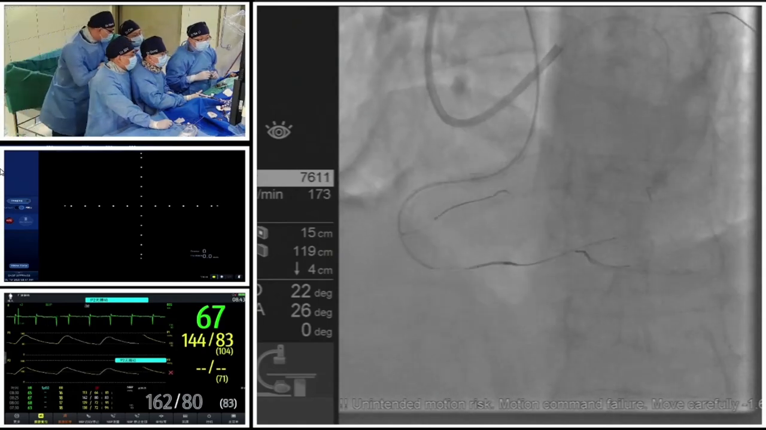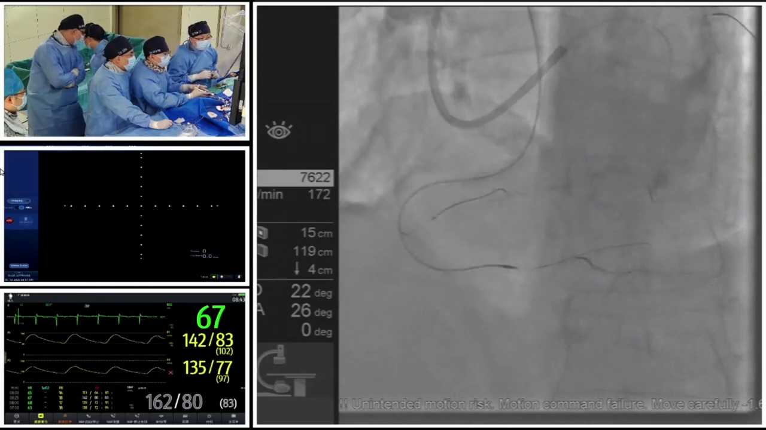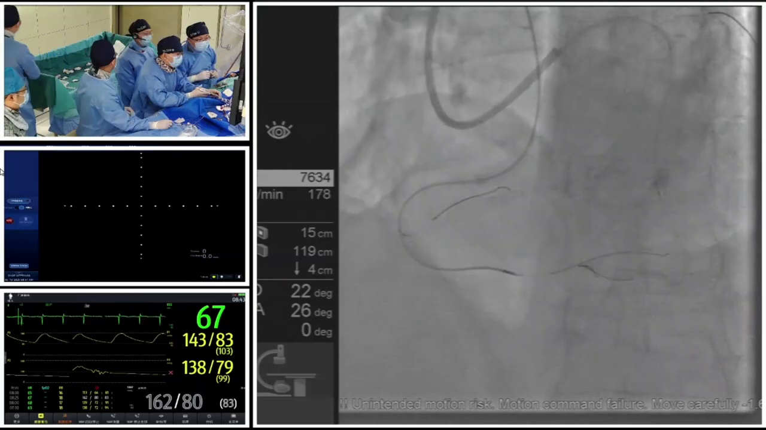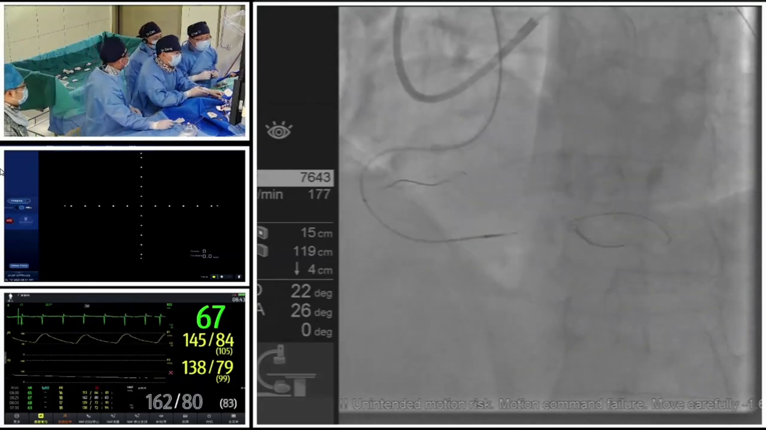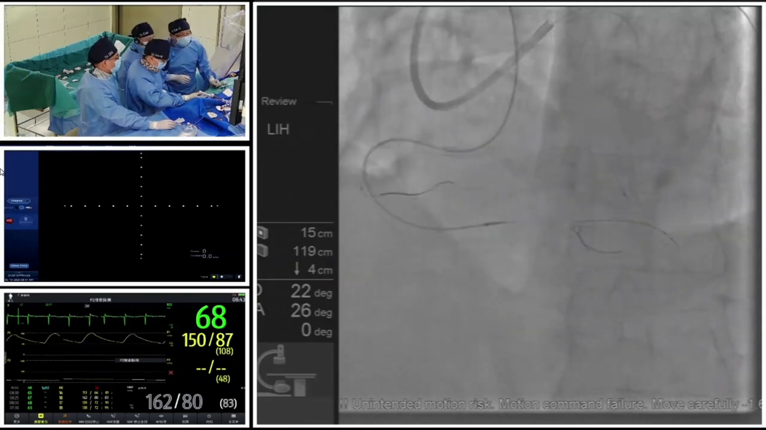If the wire could come to any side branch, okay. Test a little bit. Okay, sure, I think it's okay. Professor Lee, I think that we go into the bifurcation of the PLV.